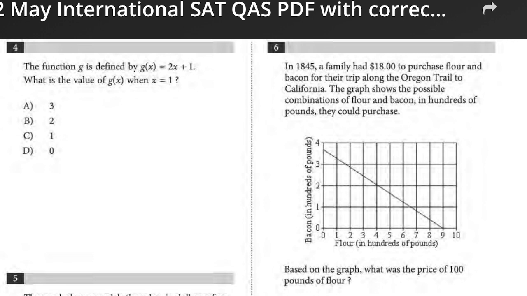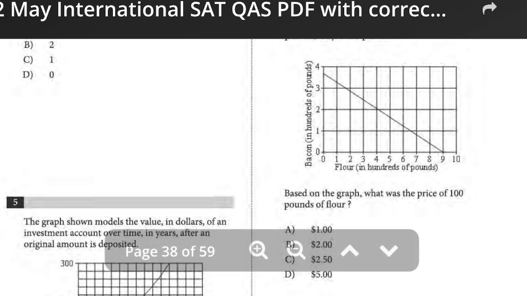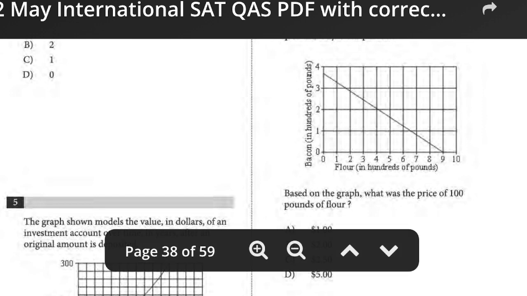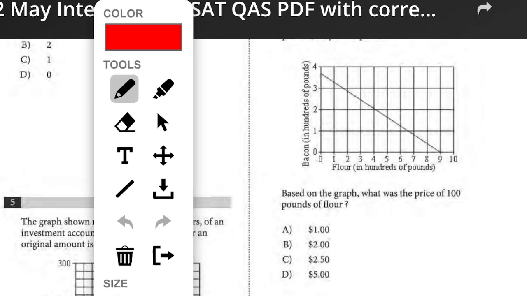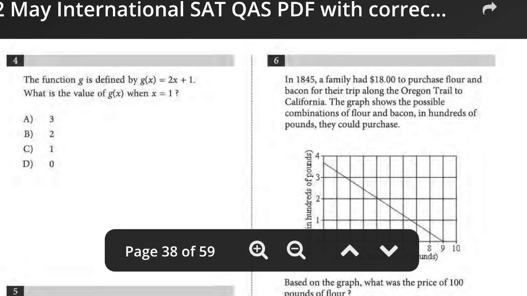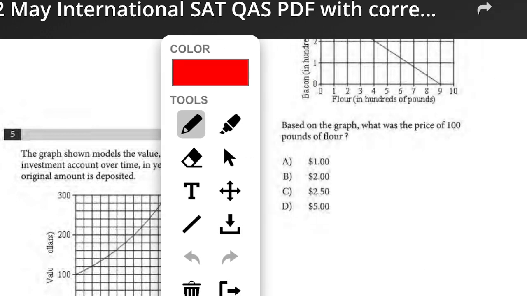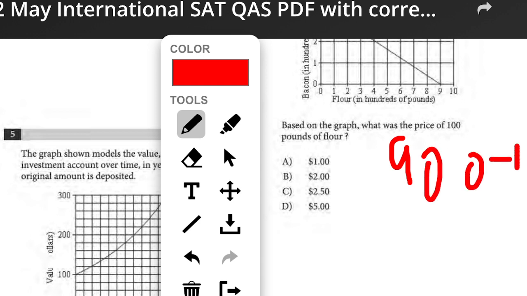Alright, so let's see. These are possible combinations, so it's based on the graph. What is the price of 100 pounds of flour? The easiest way to do it is assuming, let's say we buy no bacon. We just buy flour. If we don't want to buy any bacon, but we want to spend all our $18, how much flour can you buy? We can buy 900 pounds of flour for $18.